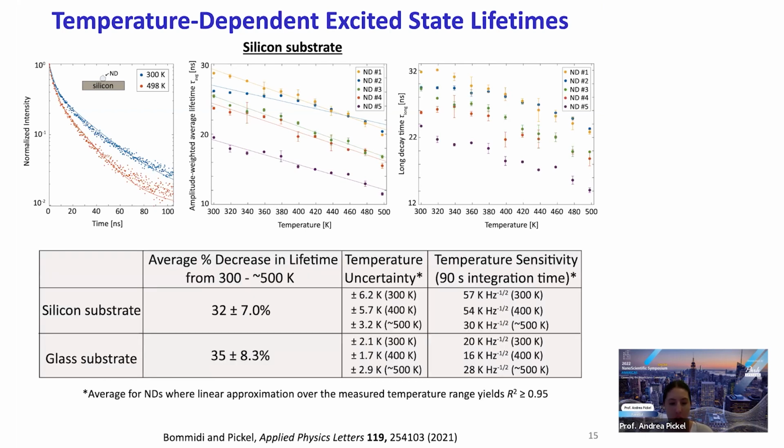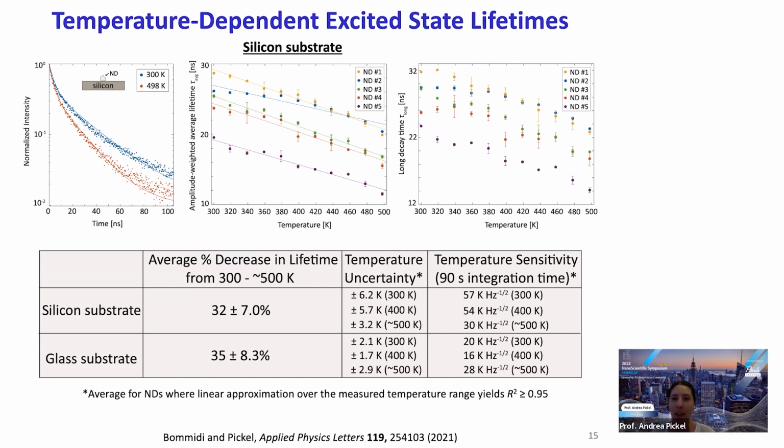So this summary table here shows both the average percent decrease in the lifetimes over the temperature range where we performed our measurements, and the temperature uncertainties and sensitivities that we estimate using the linear approximation for the change in the average lifetime with temperature. And so we calculate uncertainties of plus or minus a few degrees and sensitivities on the order of tens of kelvins per root hertz, which are reasonable for the applications that we're interested in.